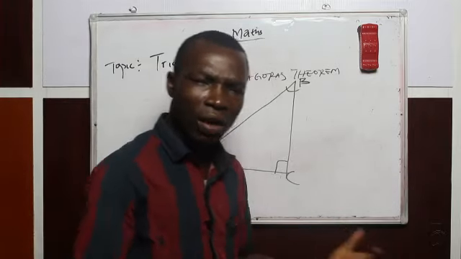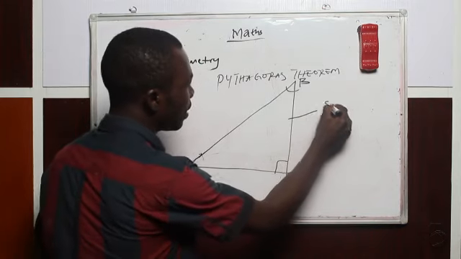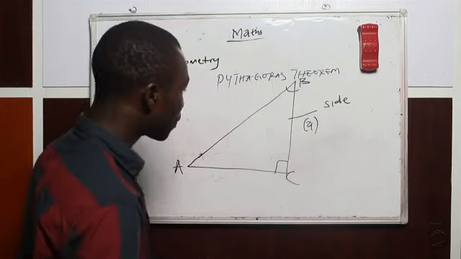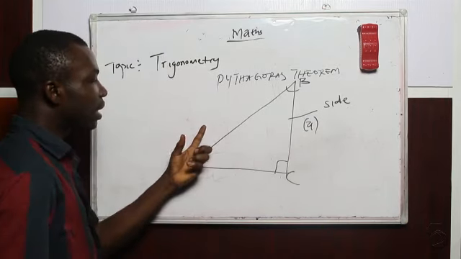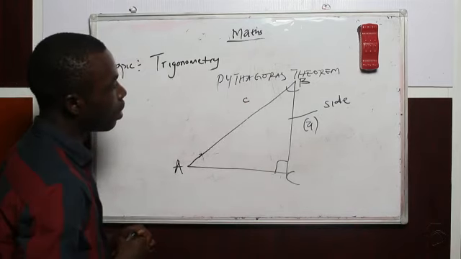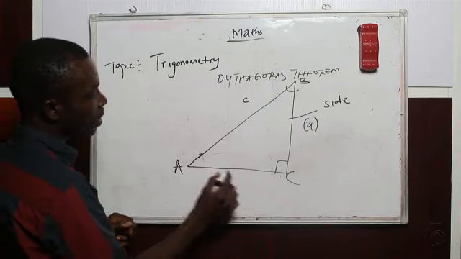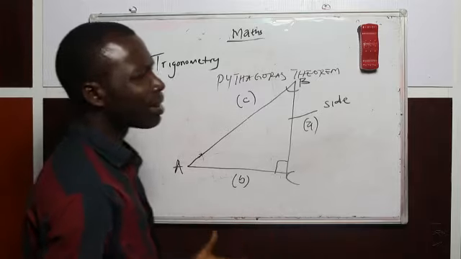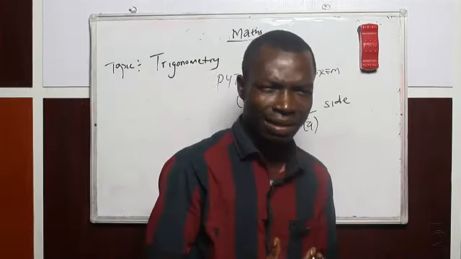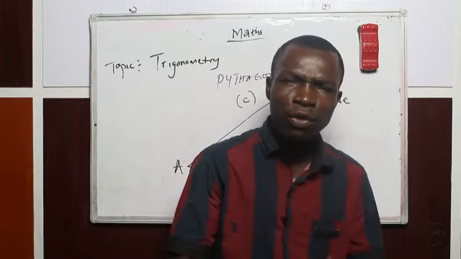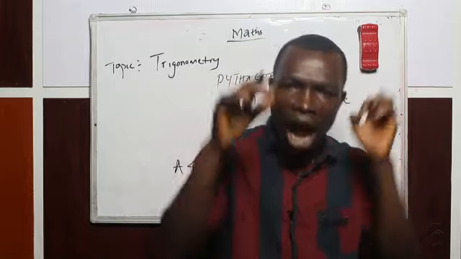Pythagoras gave us the knowledge about sides. This side is called side A, which is denoted with small letter a. This side is called C, which is denoted with small letter c. This side, opposite this angle, is called B, which is denoted with small letter b. So Pythagoras gave us the knowledge about sides and about angles. We have to know side, we have to know angle for us to know the total measurements in a triangle.